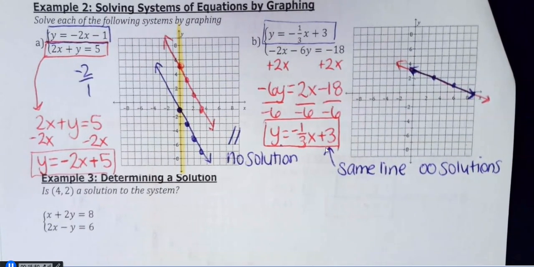That wasn't obvious to me when I started the problem. Once I got that second equation in slope-intercept form, it was easier for me to compare them, and then you can see they end up being the same.